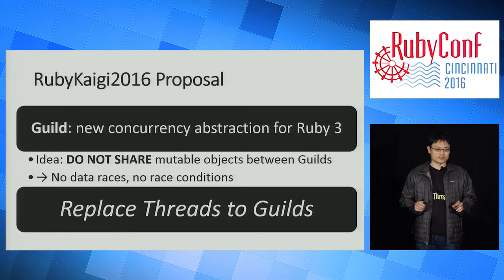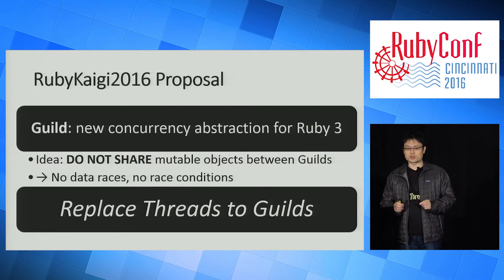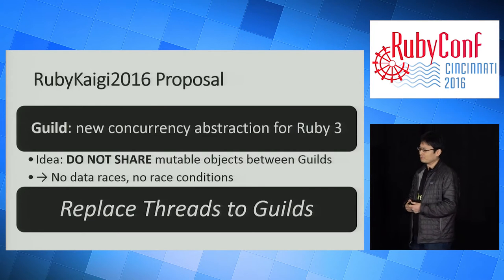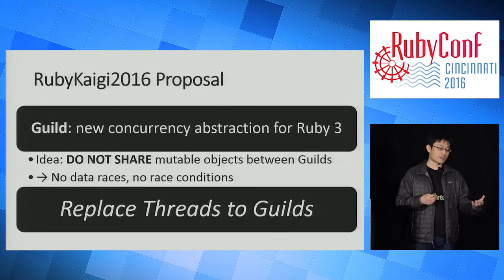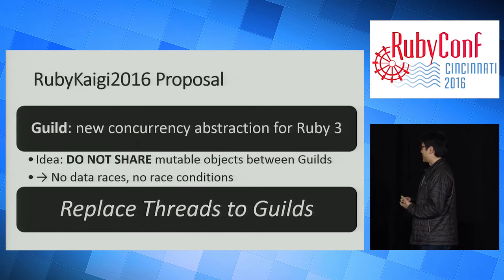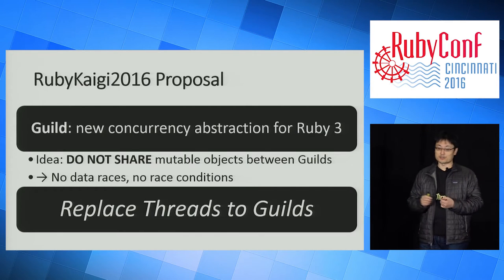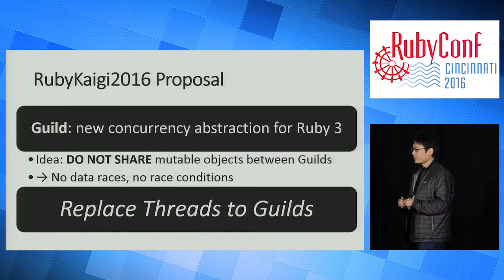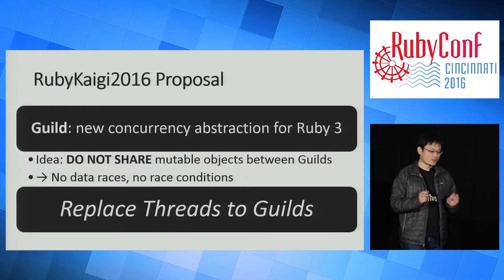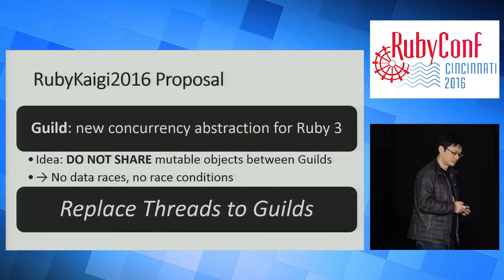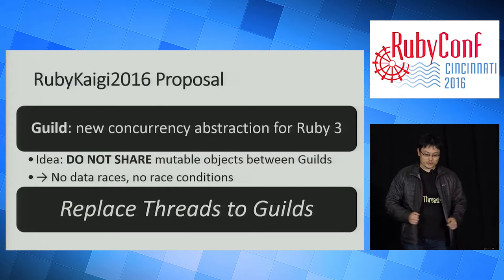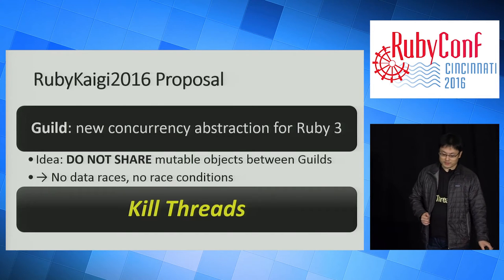The key idea of Guild is do not share mutable objects without any restrictions. This technique avoids data race problems or race condition problems. So the goal of this Guild is to replace thread programming with Guild programming. In other words, it means that we want to kill the threads.